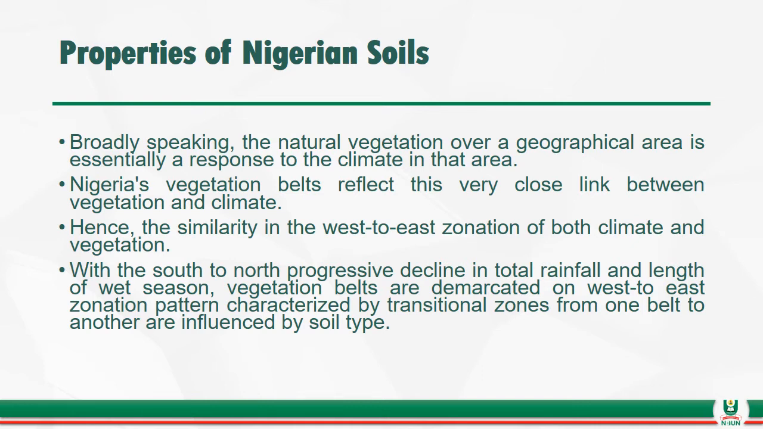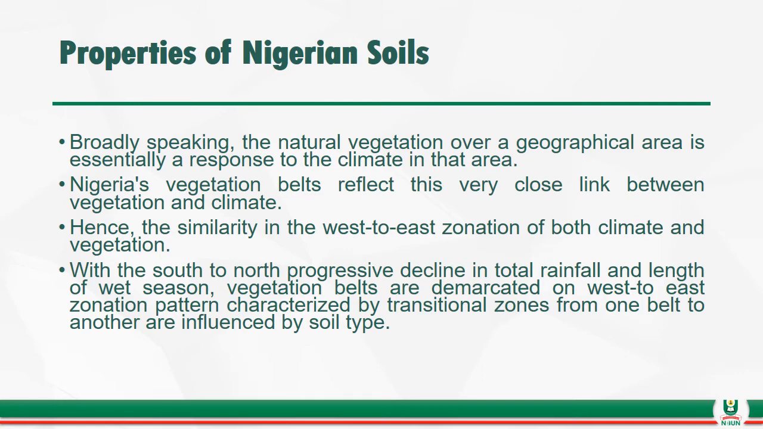Broadly speaking, the natural vegetation over a geographical area is essentially a response to the climate in that area. Nigeria's vegetation belt reflects this very close link between vegetation and climate. However, there is a similarity in the west to east zonation of both climate and vegetation, with the south to north progressive decline in total rainfall and length of wet season. Vegetation belts are demarcated on a west to east zonation pattern characterized by transitional zones from one belt to another.